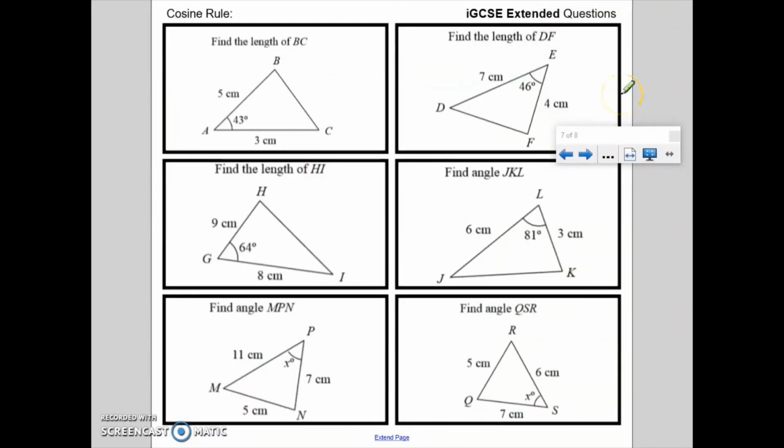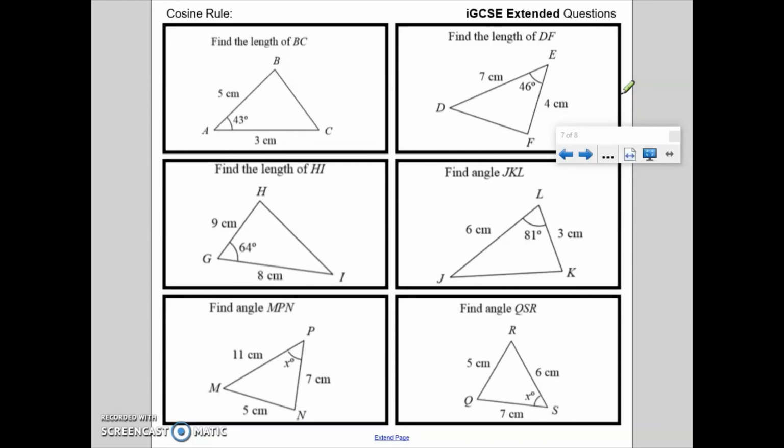Okay, this is your next task. So on the screen, I've placed 6 IGCSE extended questions. For each one, it's asking you to either find a length or an angle. Just like on the previous task, you may have to relabel, and you need to apply the cosine rule correctly.